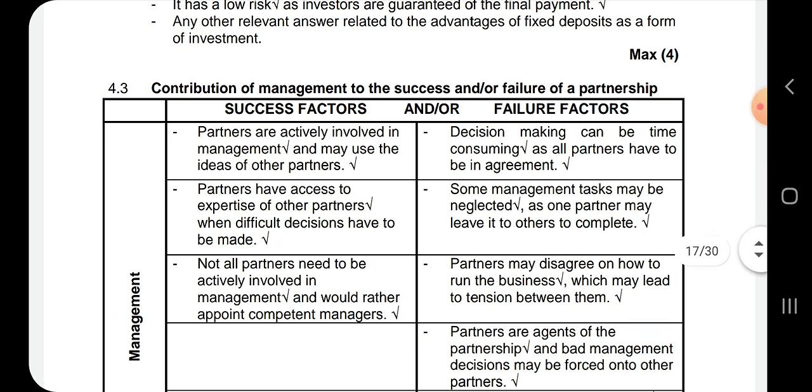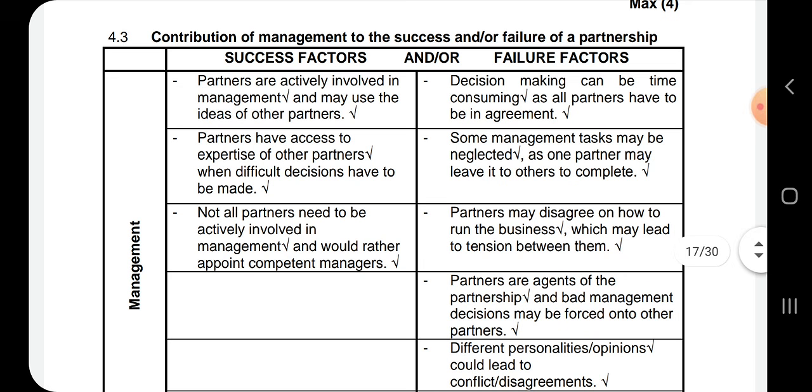And then contribution of management to the success or failure of the business. We have success factors and failure factors. Partners are actively involved in management and use the ideas of other partners, so we are not fighting against each other. If the partners are not fighting, they're working together. Partners have access to expertise of other partners when difficult decisions have to be made. Not all partners need to be actively involved in the management and would rather appoint competent managers.